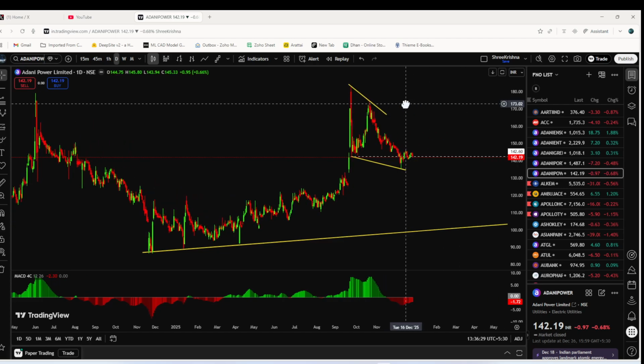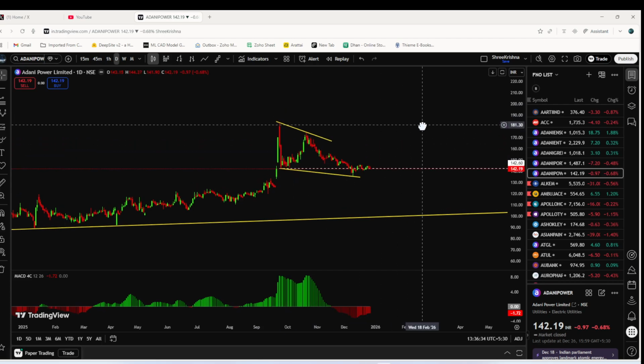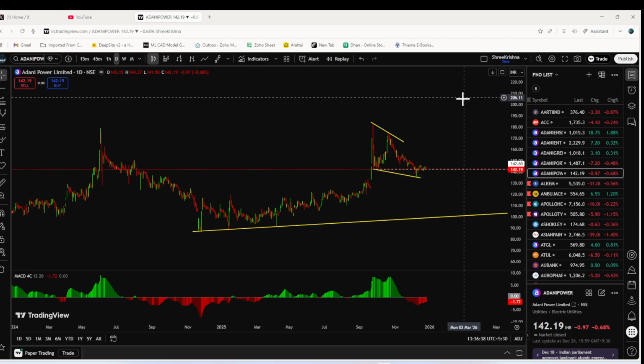This is preparing. Adani Power is preparing to go up. Yes, it is preparing to go up. We are ready. In fact, we are looking for this to go to 1020.